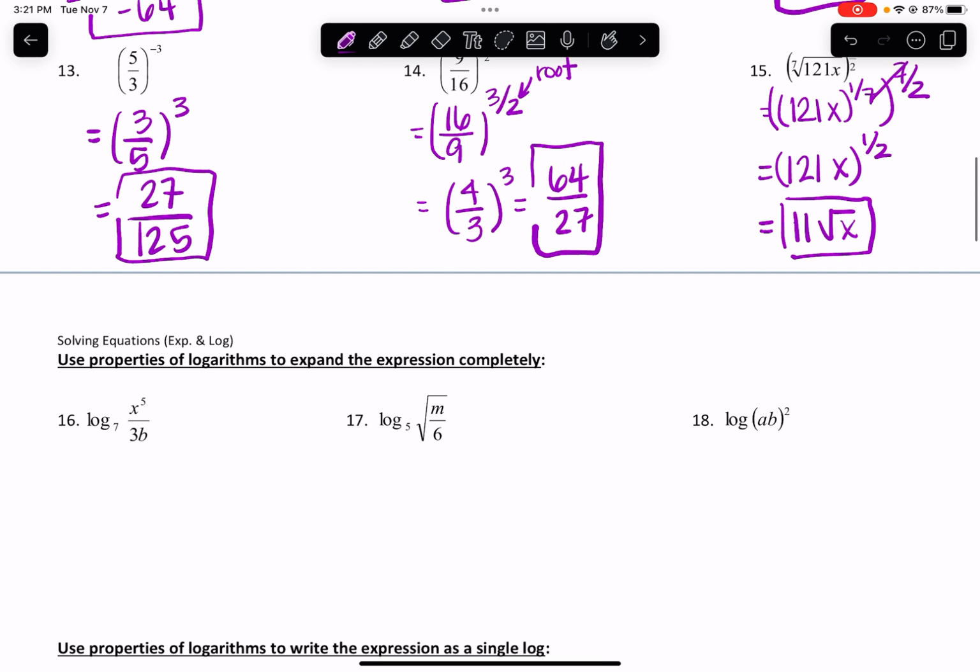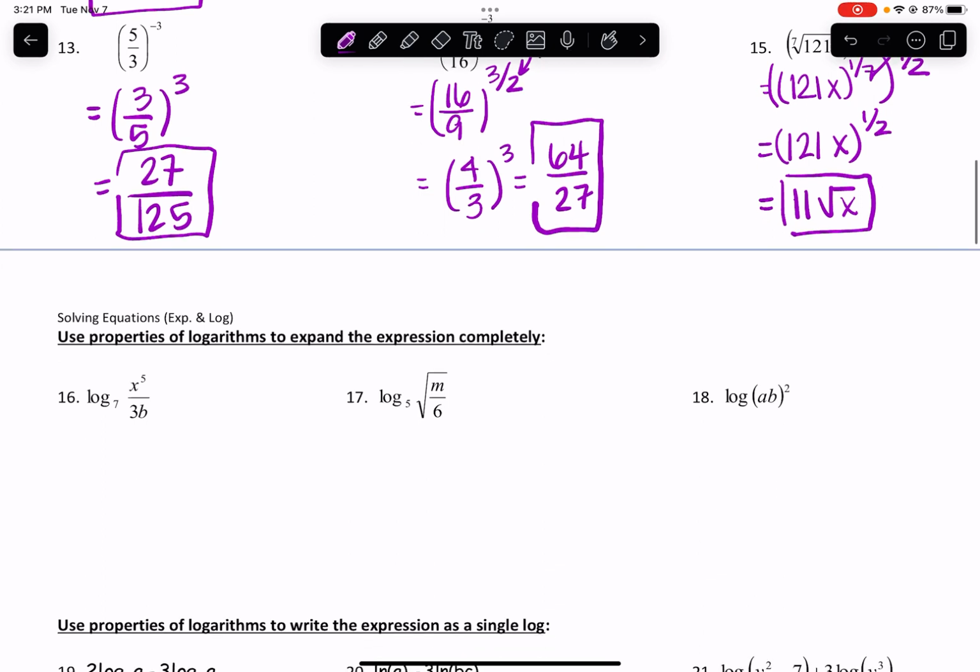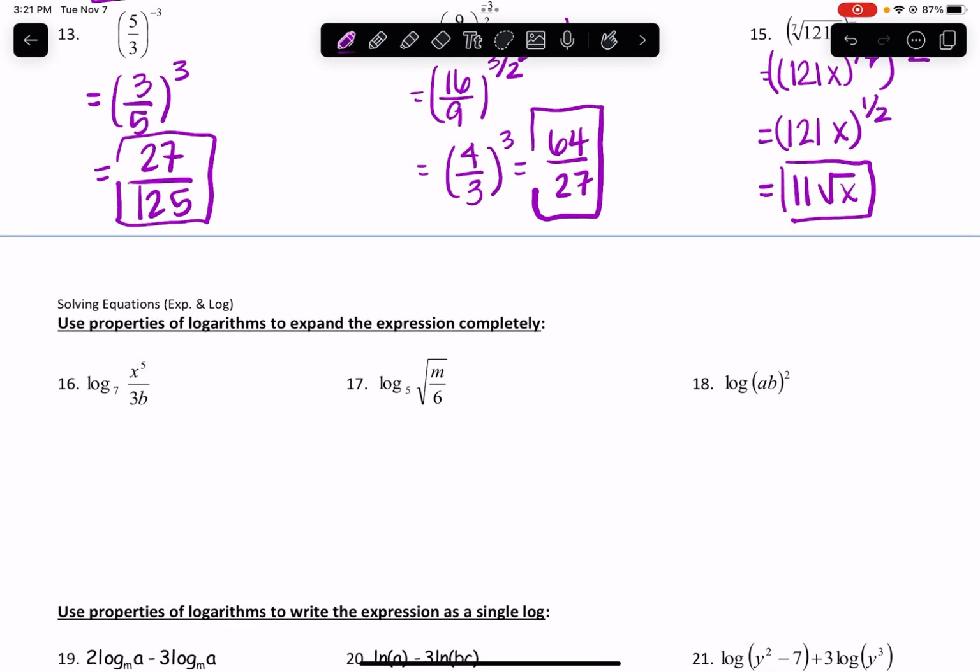Okay, we're on problem 16, and we just need to expand correctly. So the first thing I'm going to do is take care of that divide. Now remember, everything has to have a base of 7, and it needs to be a subscript. This 5 needs to be moved to the front, and these guys need to be split. And they are both split with a minus because the b is in the denominator as well.